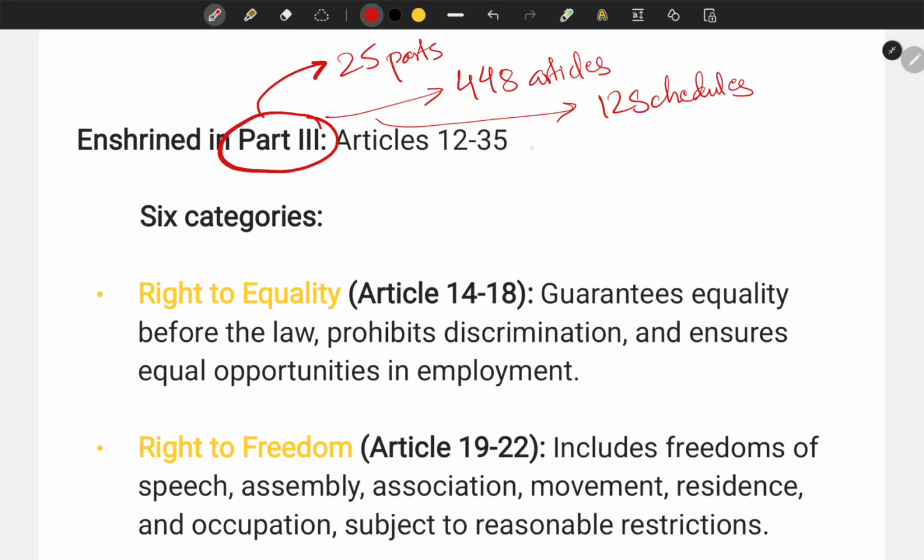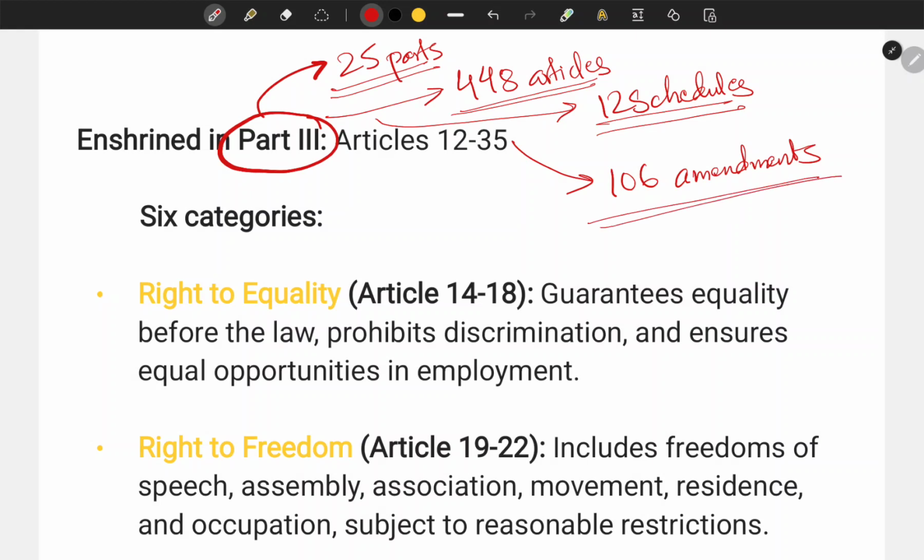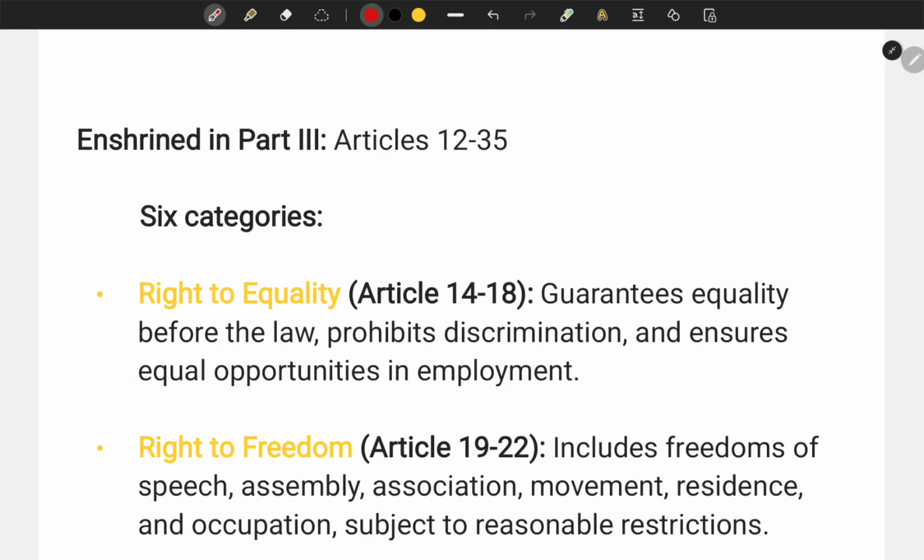And what else we can remember: we have amended the constitution. We have had 106 amendments in our constitution. So 25 parts, 448 articles, 12 schedules and 106 amendments. All right, I hope you have written it down if you want to. Let's just look further into this document. All right, so it is in Part 3, and the articles that fall under it are from 12 to 35.